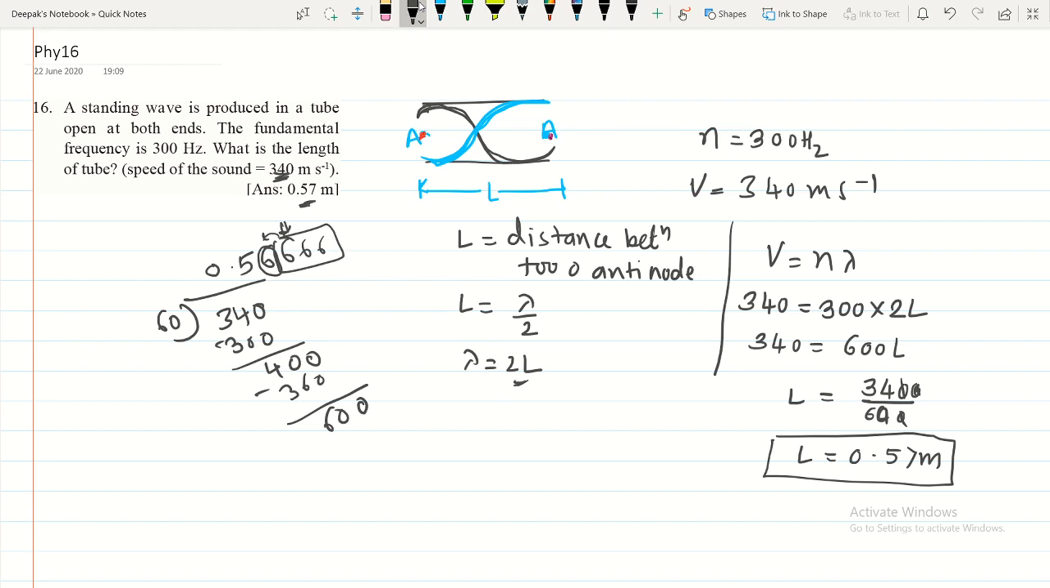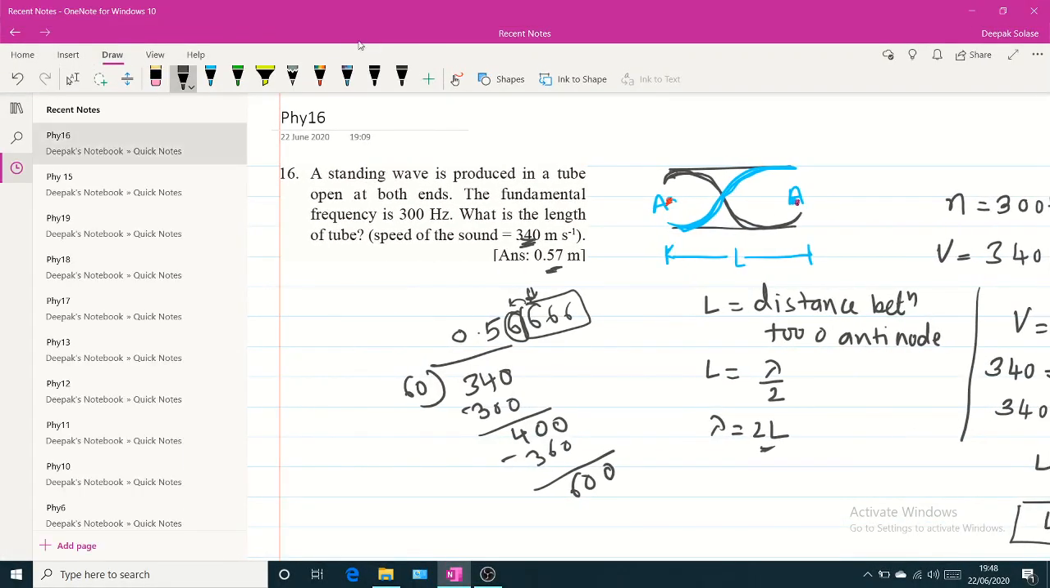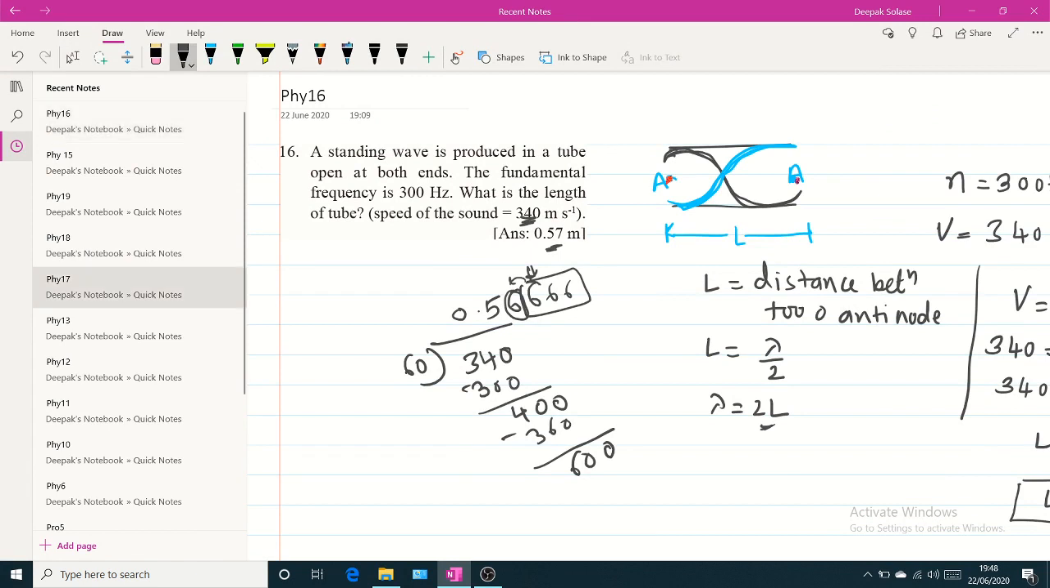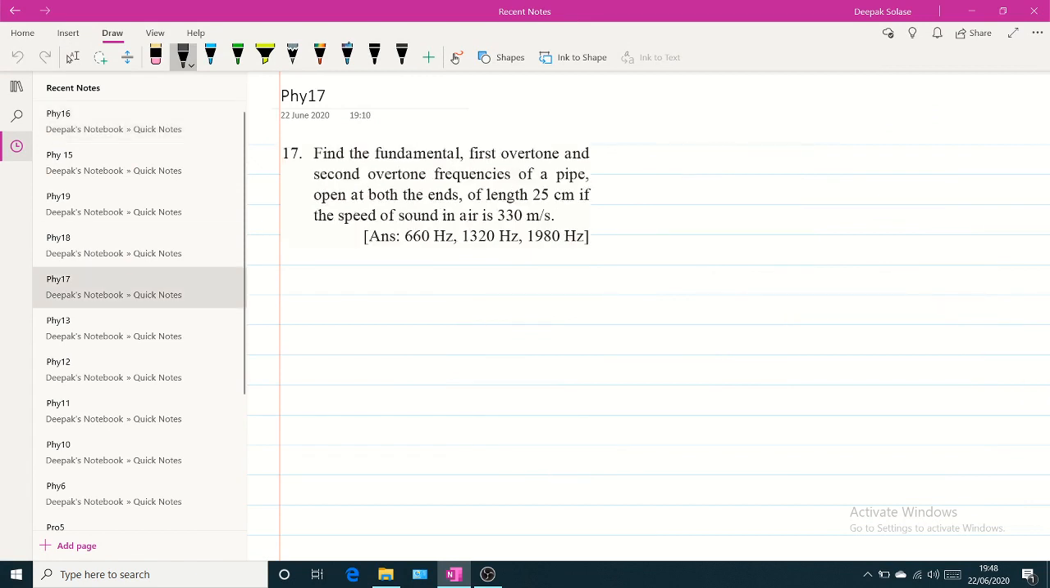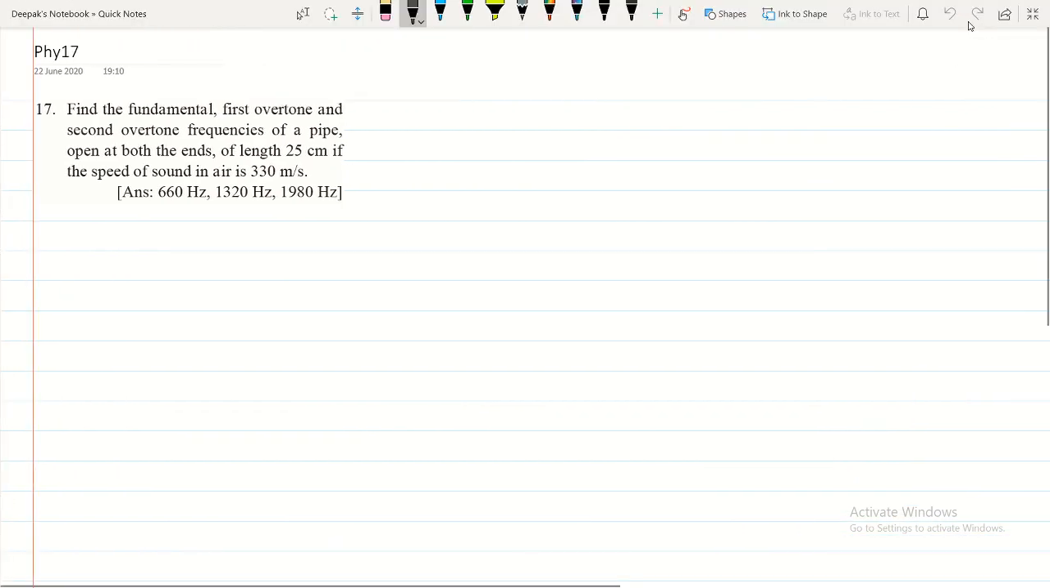So we need to add in that letter, so it will become 0.57. So the problem is over. Now let's move towards problem number, say, 17. Now in problem number 17, what exactly is there?